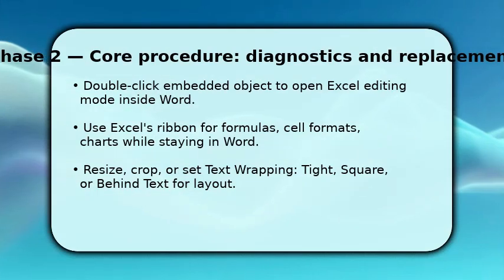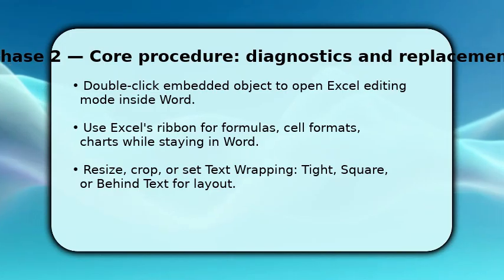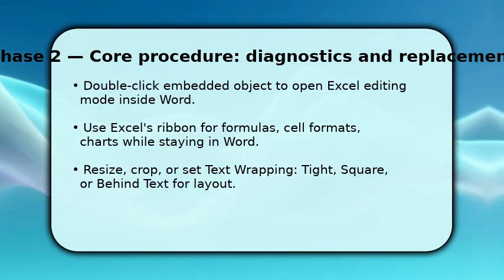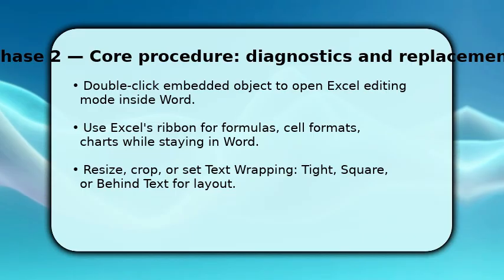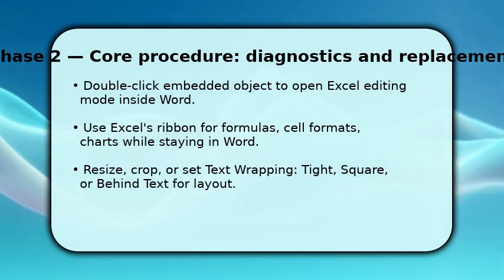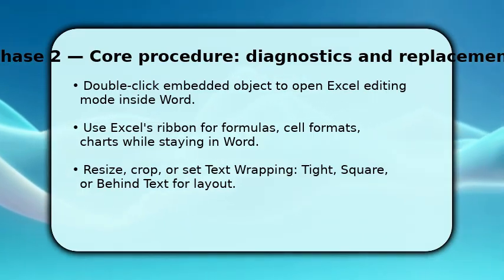Once the object is in place, double-click it to enter Excel editing mode within Word. You can run formulas, adjust ranges, and edit charts without leaving the document. Make sure to use Excel's ribbon commands to format numbers, apply conditional formatting, or refresh pivot tables when linked.